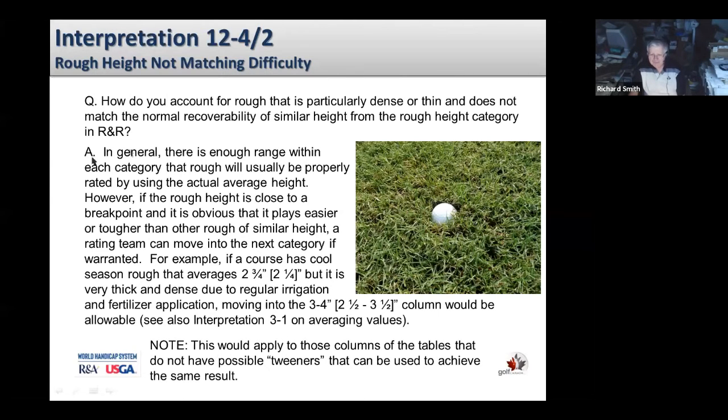Okay, so what was said here in their answer would apply to the tables that don't already have a tweener that can be used to achieve the same result.